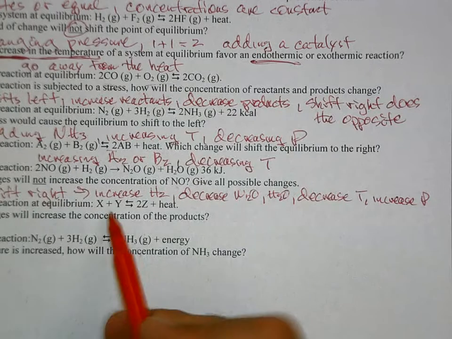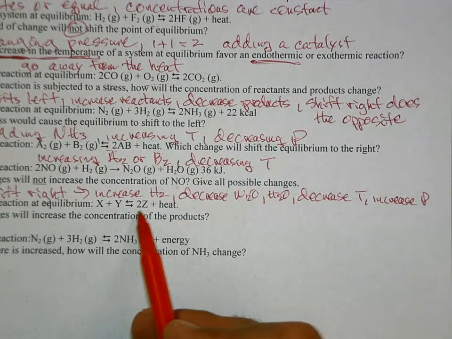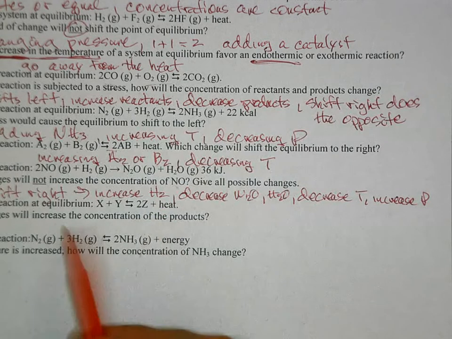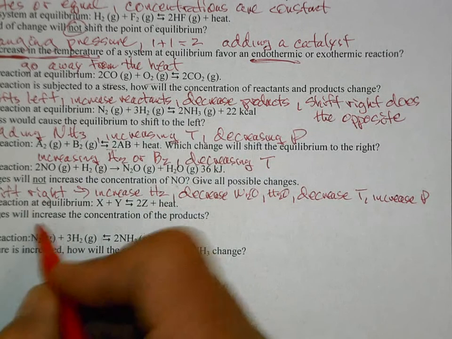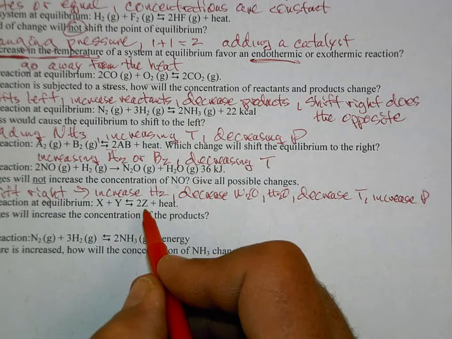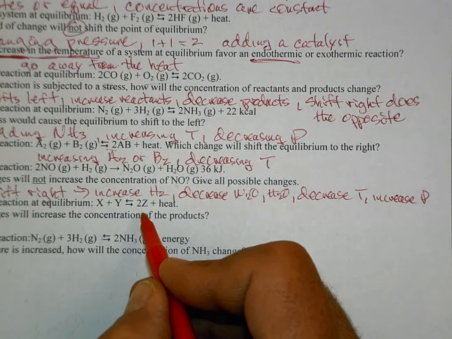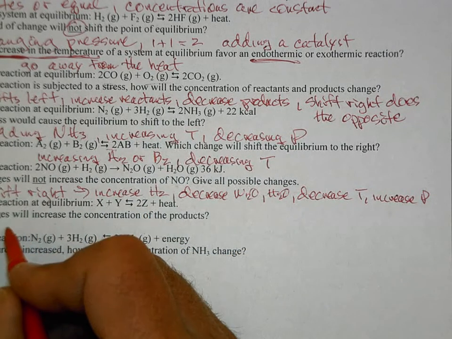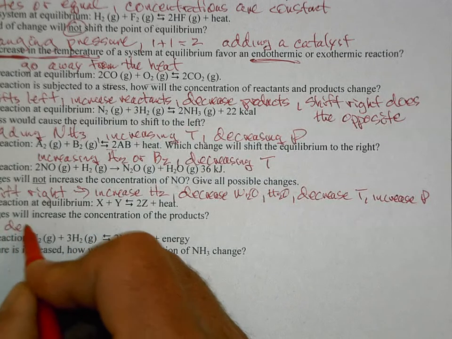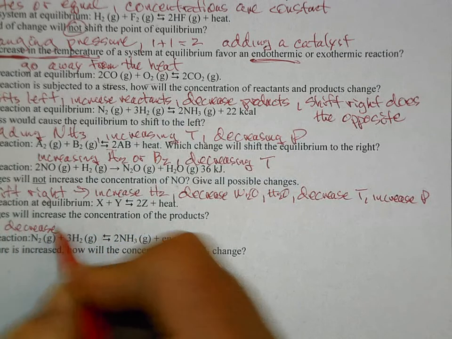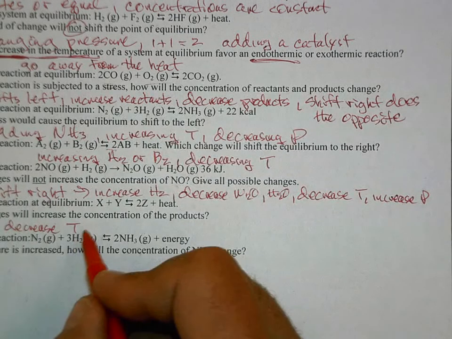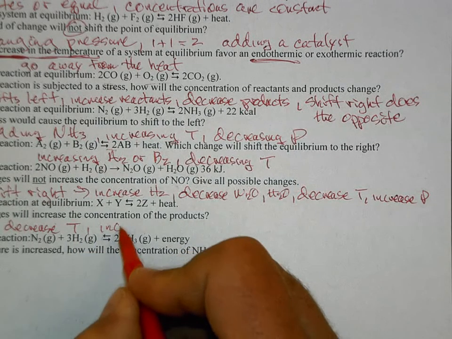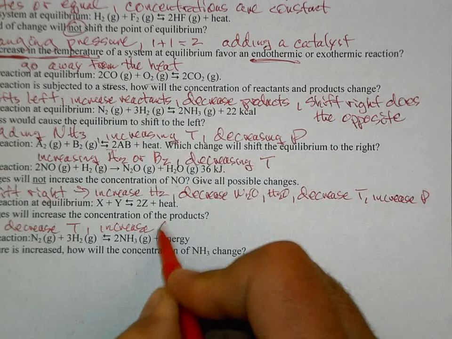Okay, given x plus y goes to z and heat, what changes will increase the production of the products? The moles are the same, so pressure won't do it, but decrease temperature, make more heat, would make more product. Also increase x or y.